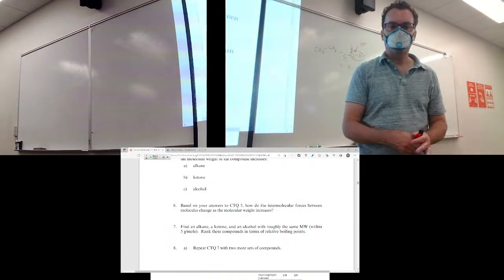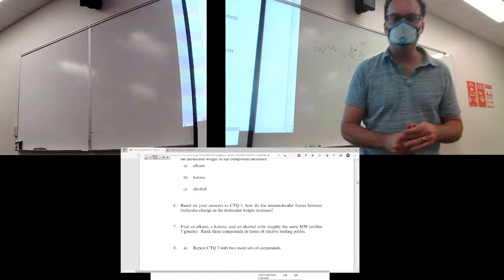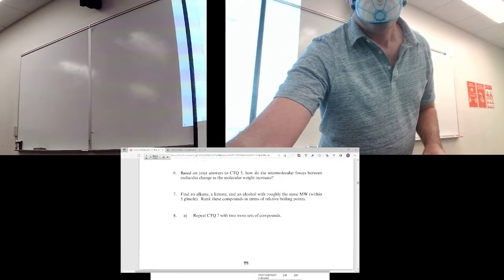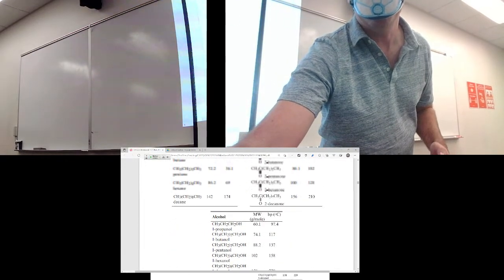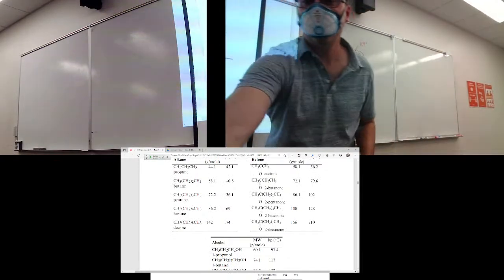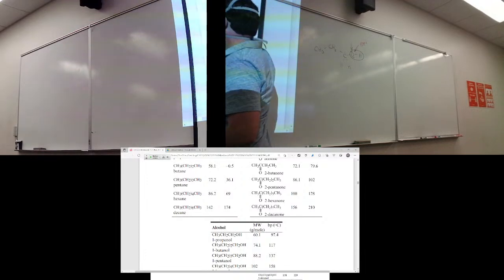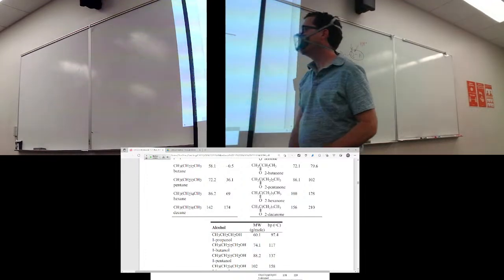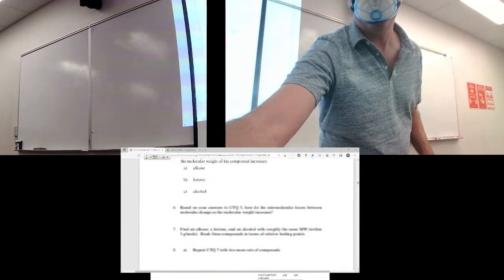So we've got two factors. Actually, I guess I did 7 already: find an alkane, ketone, and alcohol with roughly the same molecular weight, and rank these compounds. I did those already. Sorry about that. Question 8 says repeat question 7 with two more sets. I guess we can skip that one, maybe. But let's look at 86, 86, and 88. Those are practically the same, and it's the same pattern still: 69 low, 102 mid-level, 137 higher. Still the same pattern. The alcohols have the higher boiling point.